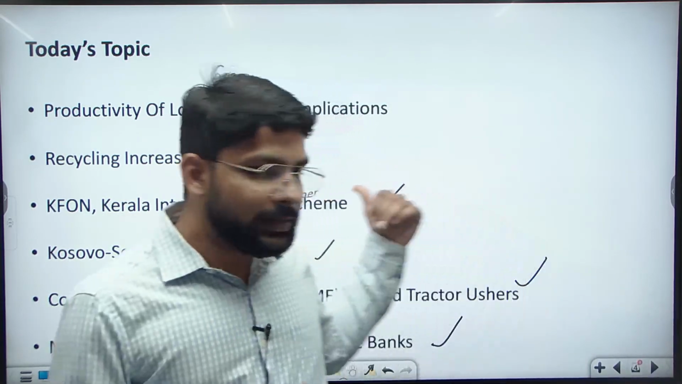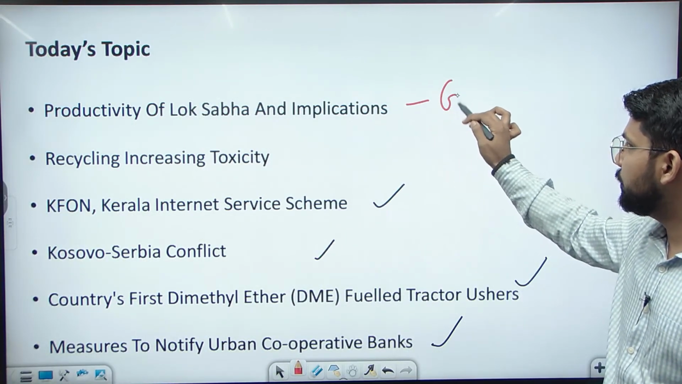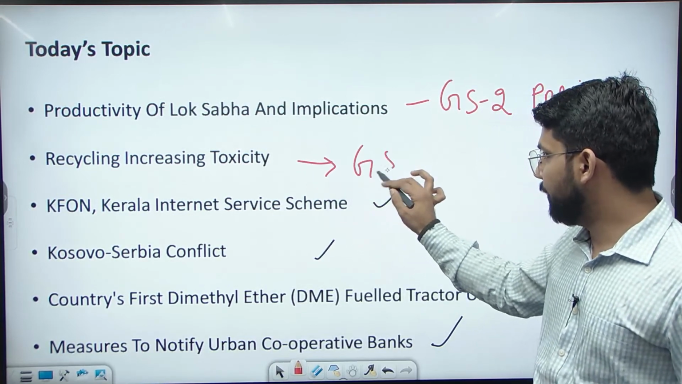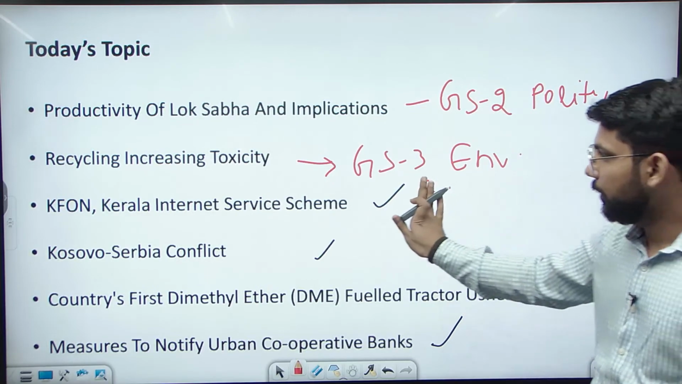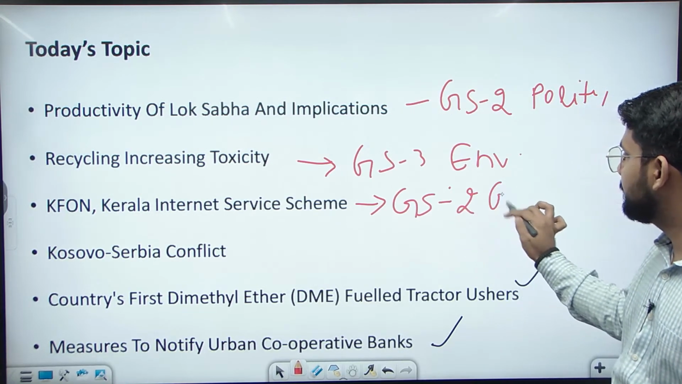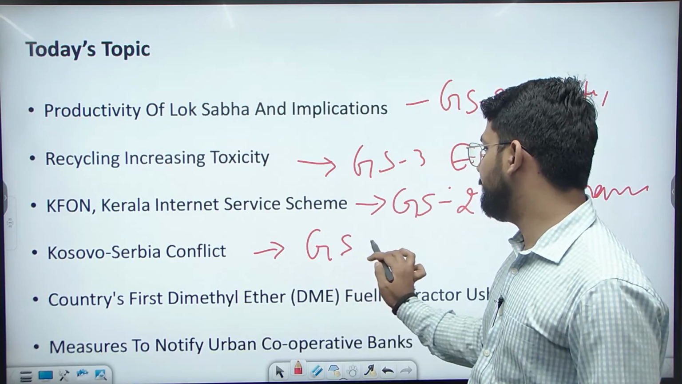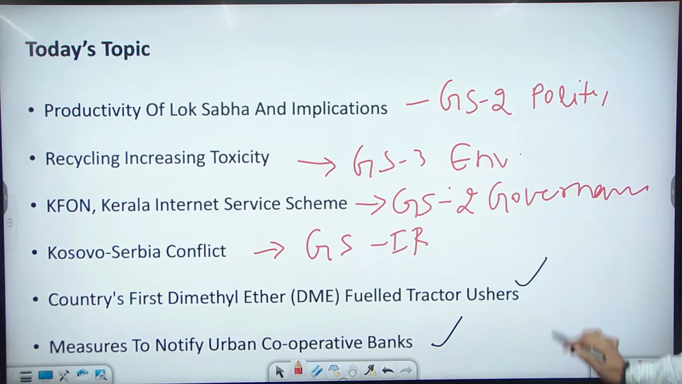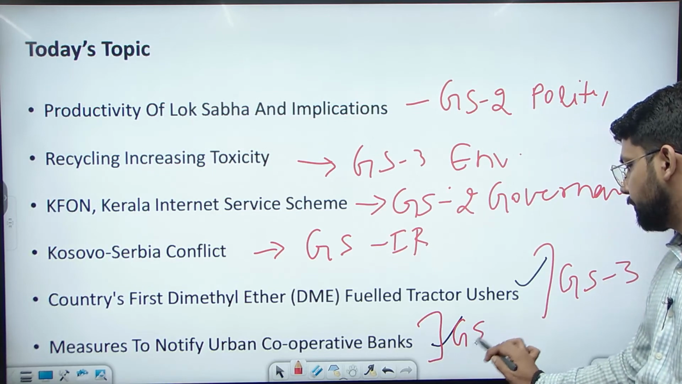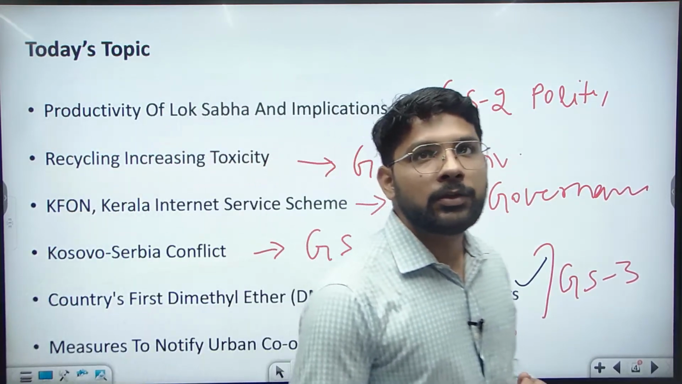Whenever we are reading these topics, you need to connect with the syllabus, from which part of the syllabus it is. Like productivity of the Lok Sabha is from GS2, polity. Recycling increasing toxicity, GS3, environment. Kerala Internet Service Scheme, GS2, governance. Kosovo-Serbia conflict, GS2, international relations. Country's first dimethyl ether tractor, GS3, environment. And the urban cooperative banks, GS3, economics. So whenever you are reading topics, you need to know which part of our syllabus it is linked with. So let's start the first topic.